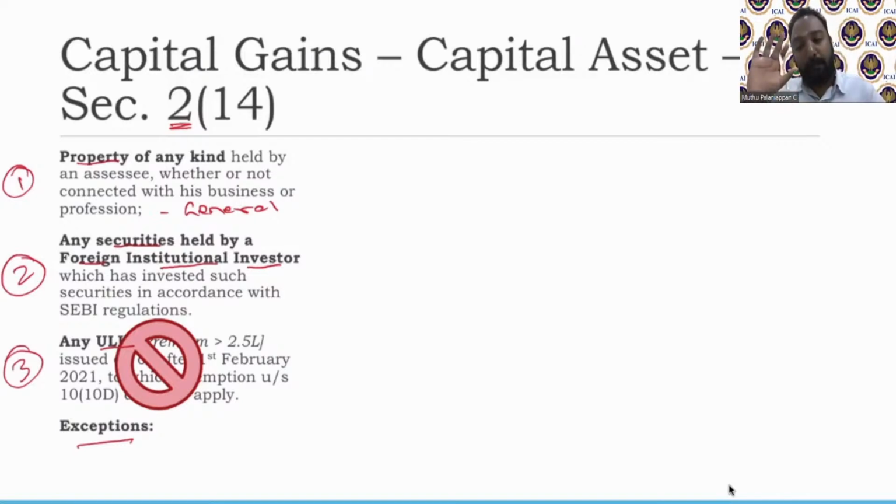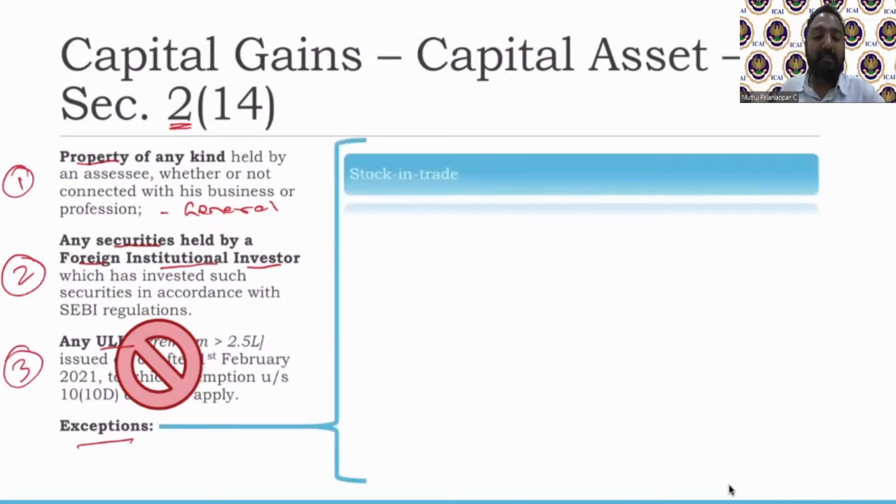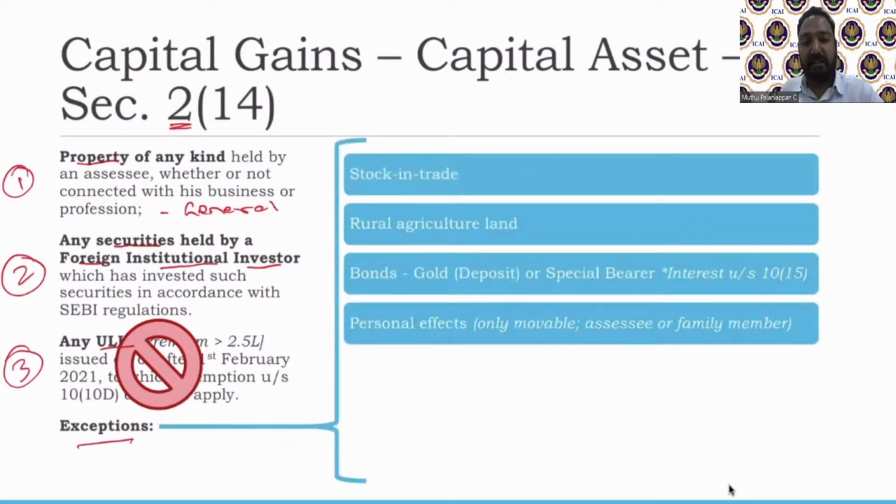So even if it falls under one of these, it will still not be called a capital asset if we are going to cover it under certain things. Okay, we are going to cover it under certain things. So basically, the first exception is stock in trade. Why is stock in trade excluded? Because it is your regular business operation.